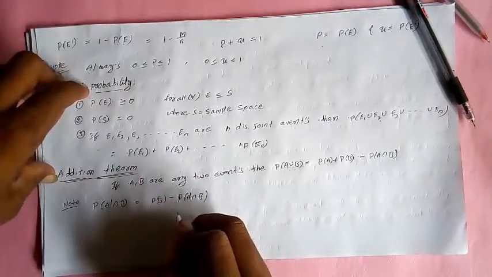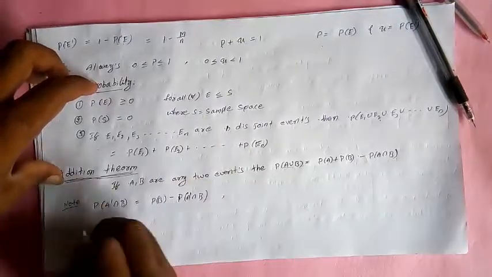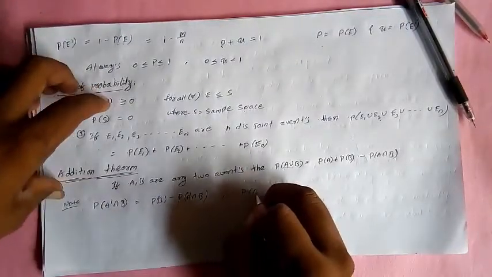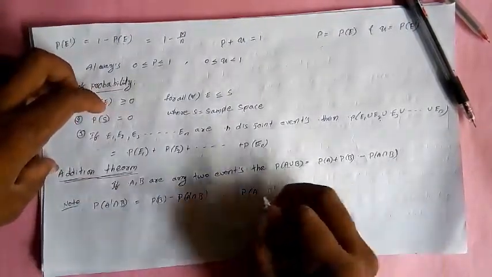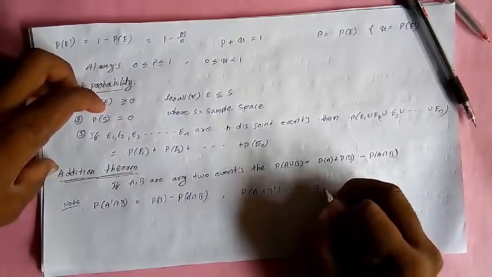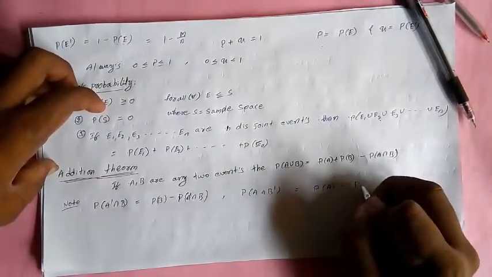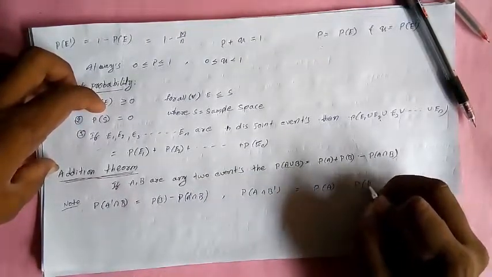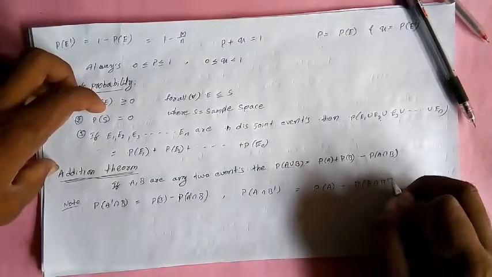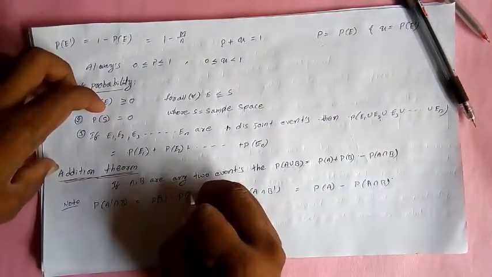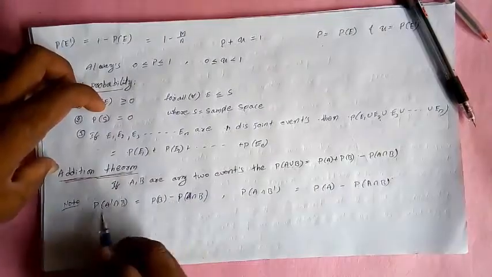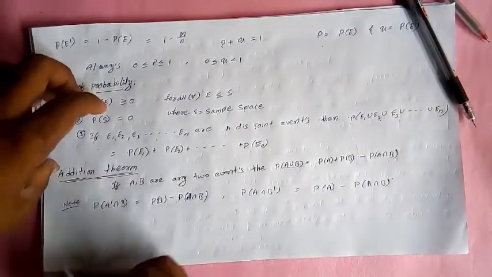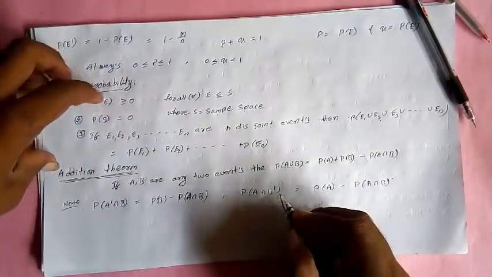And similarly, there is another formula. If P of A intersection B dash, then the formula is P of A minus P of A intersection B. Sorry, only B. Here also only A. That is, for removing A dash or B dash, we can write it like this.